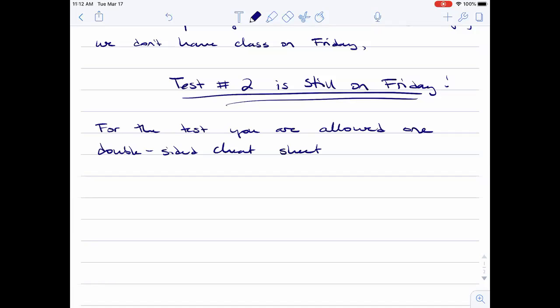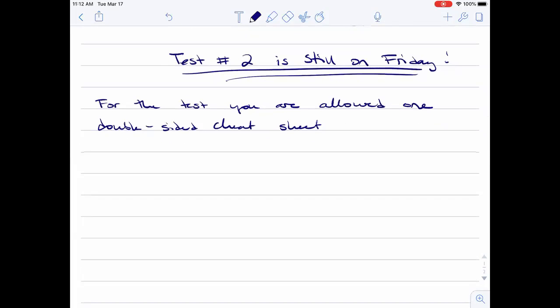All right, so for the test, you're allowed one double-sided cheat sheet, and you will be given the formula slash worksheet, is what it says up at the top.